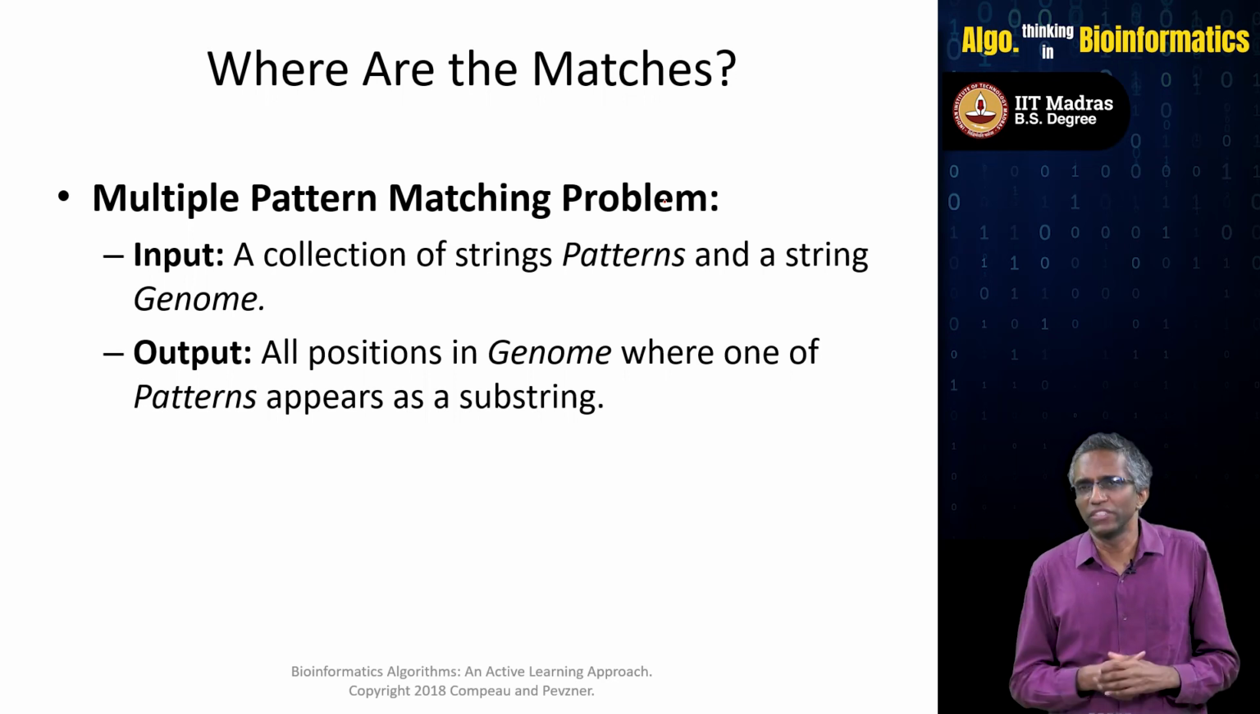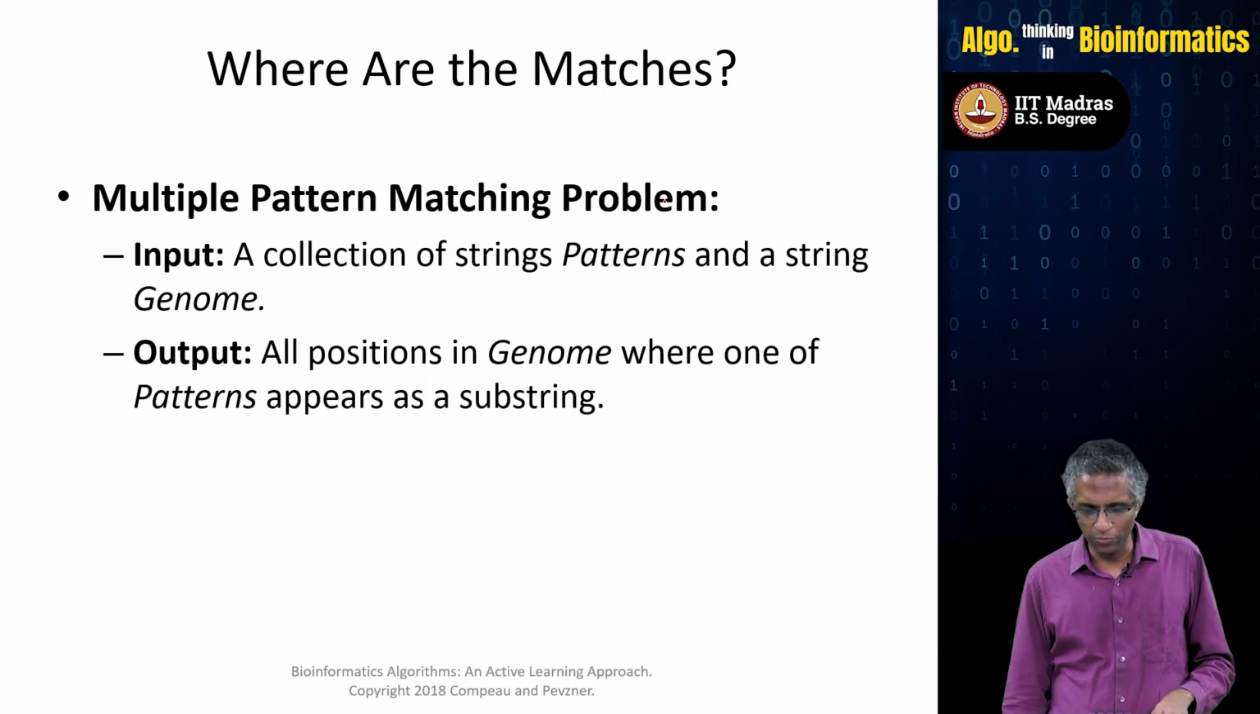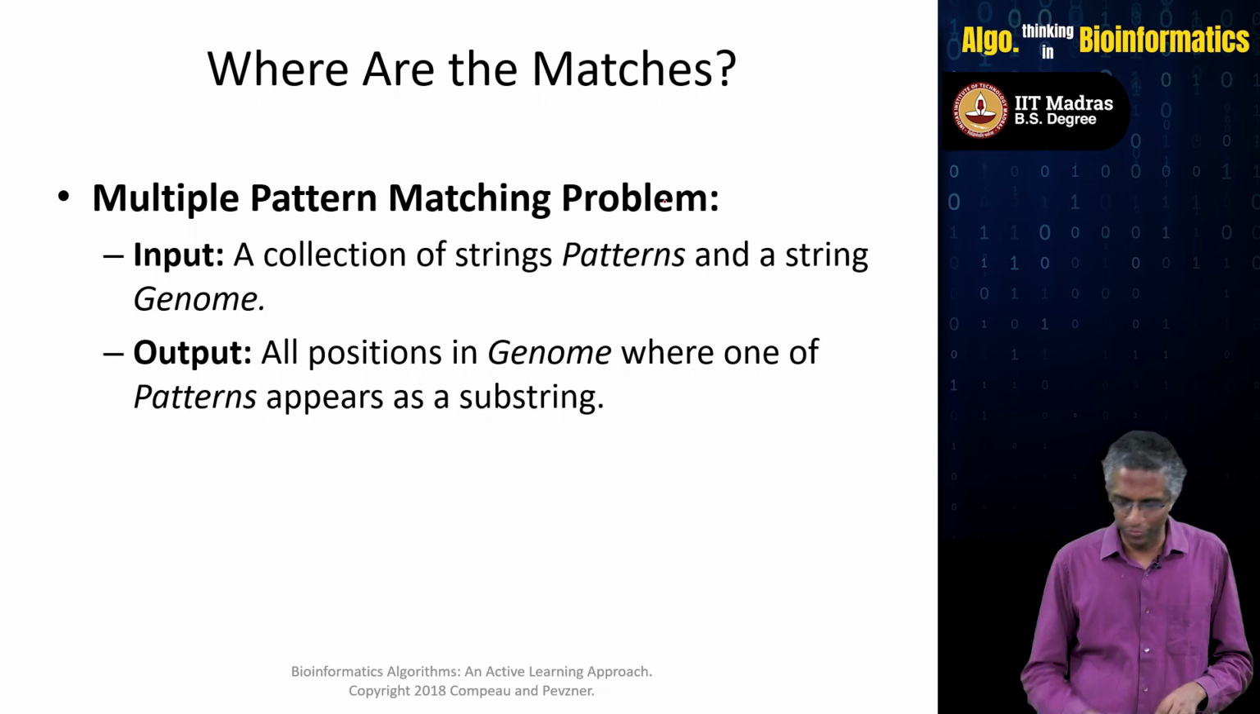So where are these matches located? A multiple pattern matching problem is like before: a collection of strings, and a string called genome, and all positions in genome where one of the patterns appears as a substring.